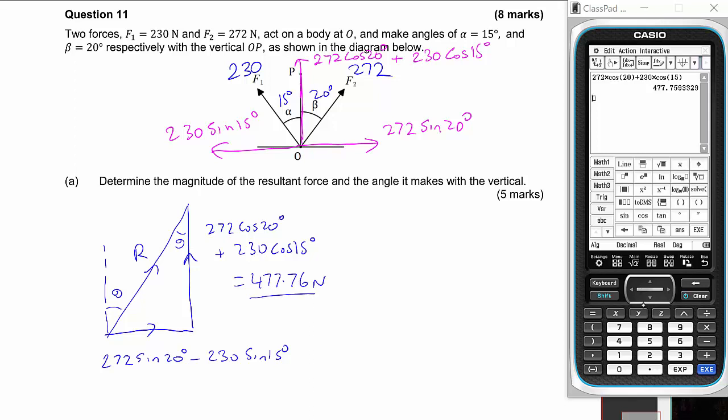And then we've got 272 times sine 20, take away 230 times sine 15, and that's 33.50.